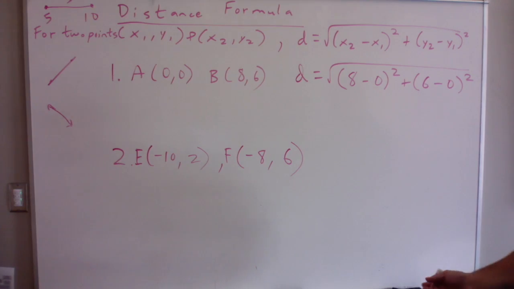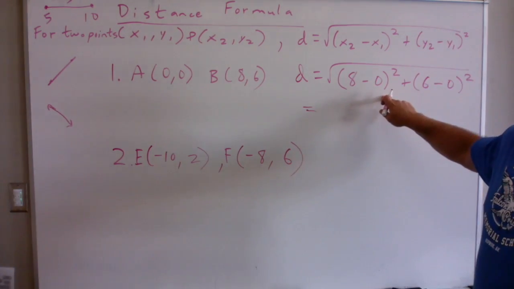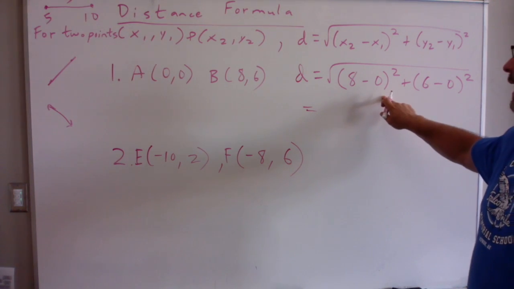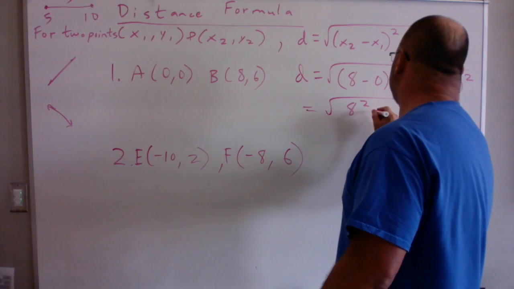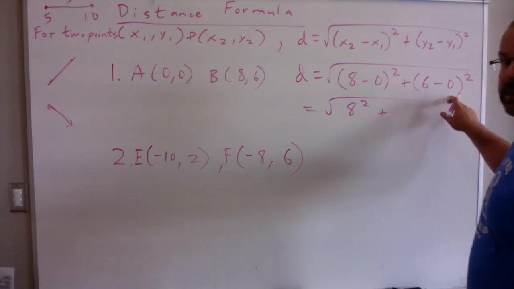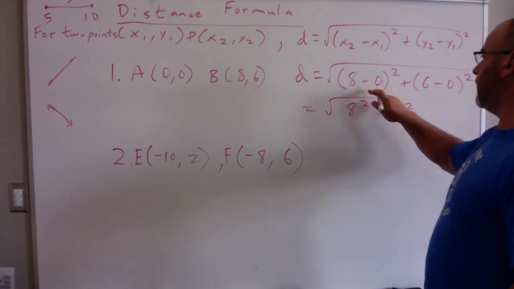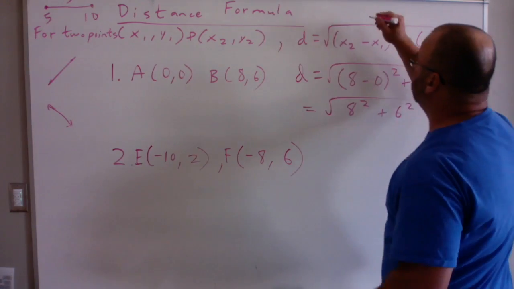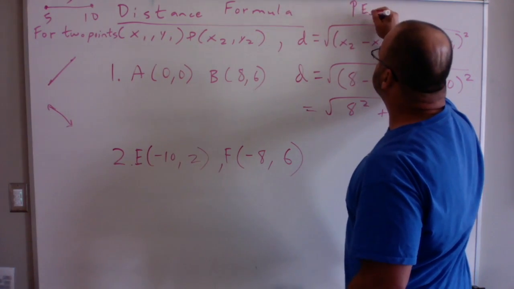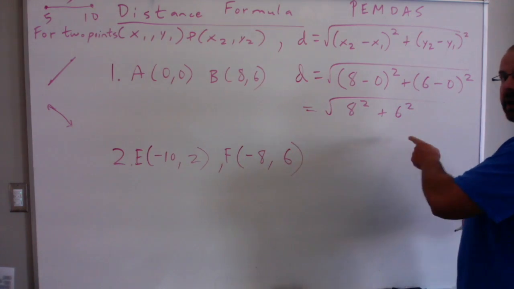And now I just do the math. So I go 8 minus 0, 8 take away 0, that's not too hard. That is 8. So I'm going to go like this: 8 squared plus 6 minus 0, which is 6 squared. Now notice I did the parentheses first. Now I'm going to do the exponent second. Remember, we're still following this PEMDAS when we simplify or evaluate.